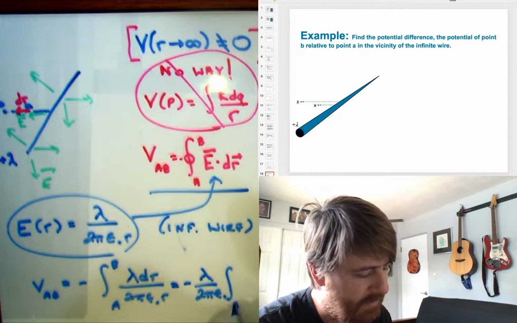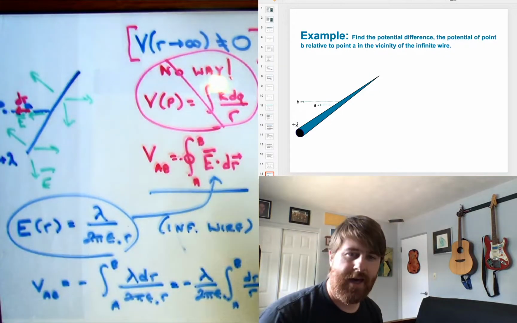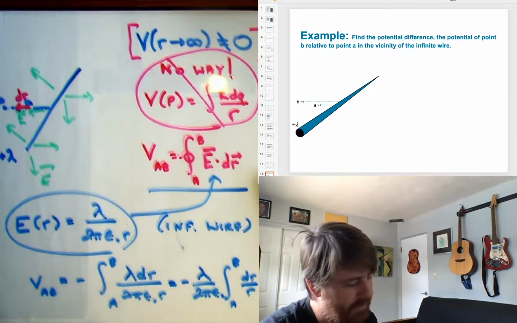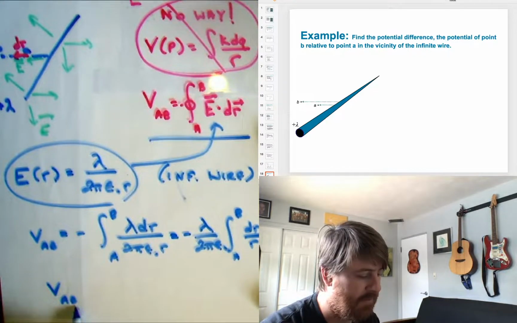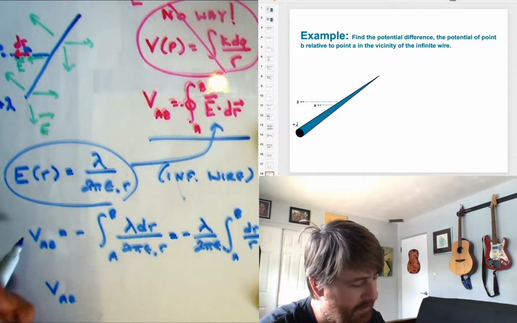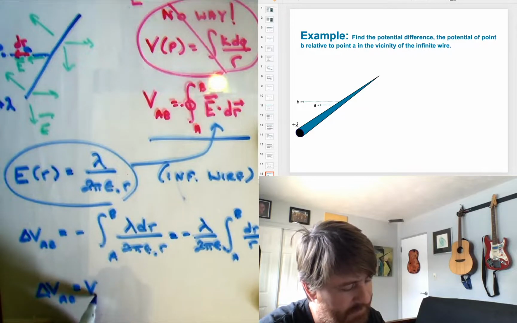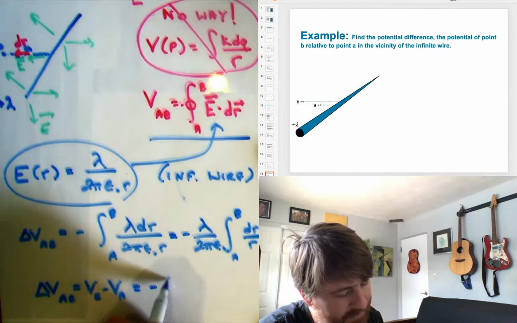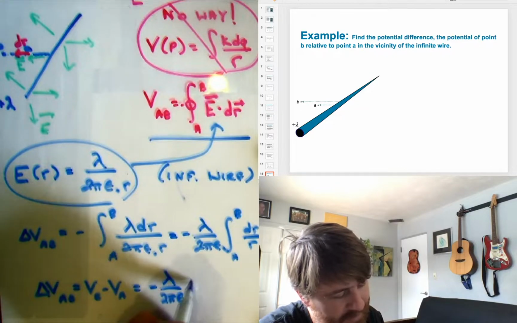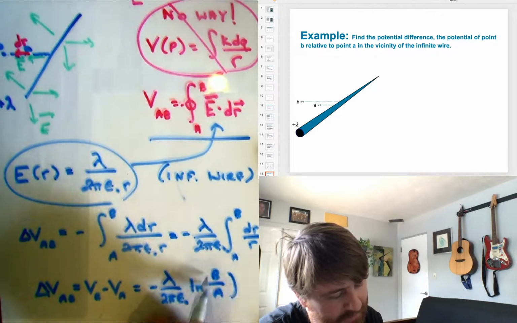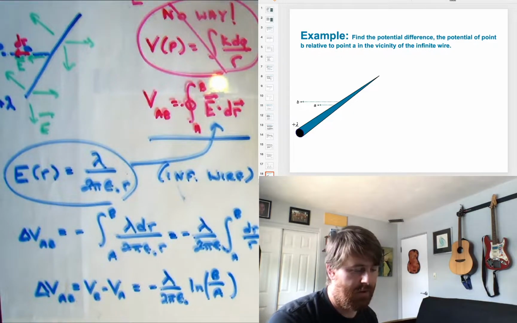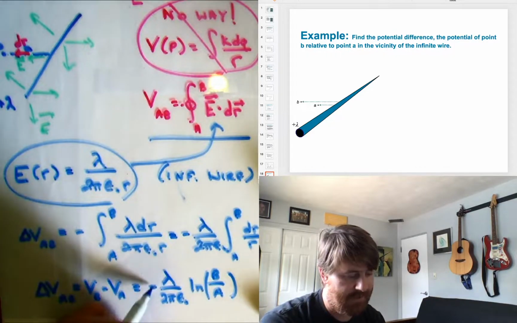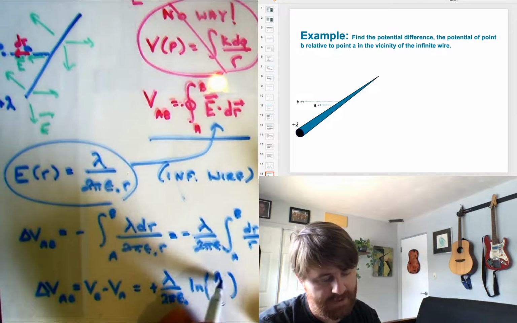Okay, I can take all of these constants outside, so I get minus lambda over 2 pi epsilon naught, and the integral that I have to calculate is dr over R, and that is natural log, right? So I've got delta VAB, the potential of B with respect to A. It's the potential of B minus the potential of A. That's got to be minus lambda over 2 pi epsilon naught ln of B divided by A. Or since this is natural log of b minus natural log of a, I could also change this minus sign to a plus sign and write this as log of a over b.